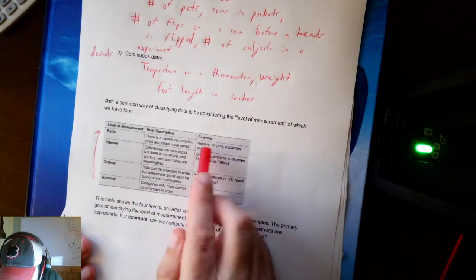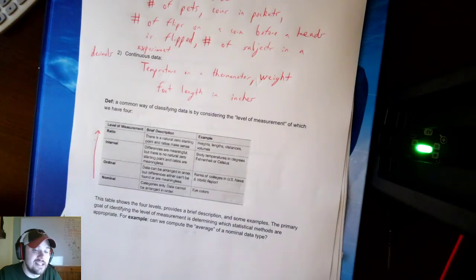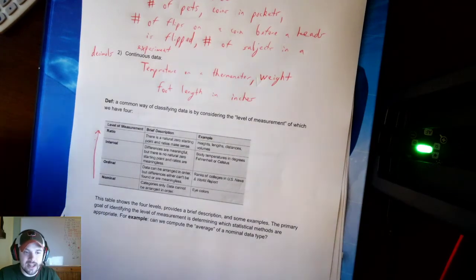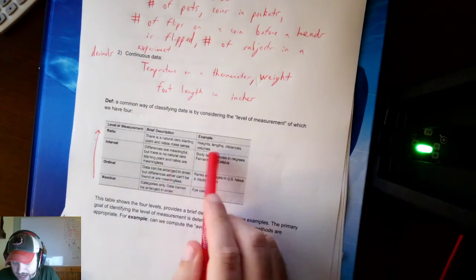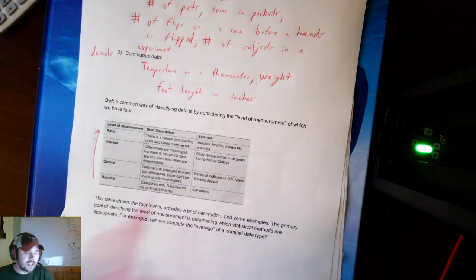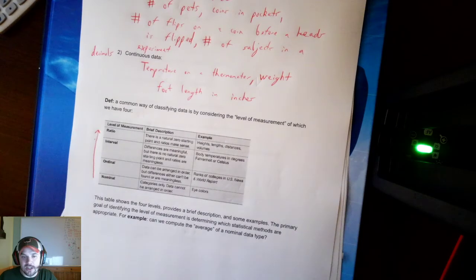An example, height. What does it mean to be 0 inches tall? Do you have a height if you're 0 inches tall? No, that's nothingness, right? 0 is nothing when measuring height, or length, or distance, or volume. If I tell you something has 0 volume, does it take up space? No, it has no volume. The 0 is meaningful.